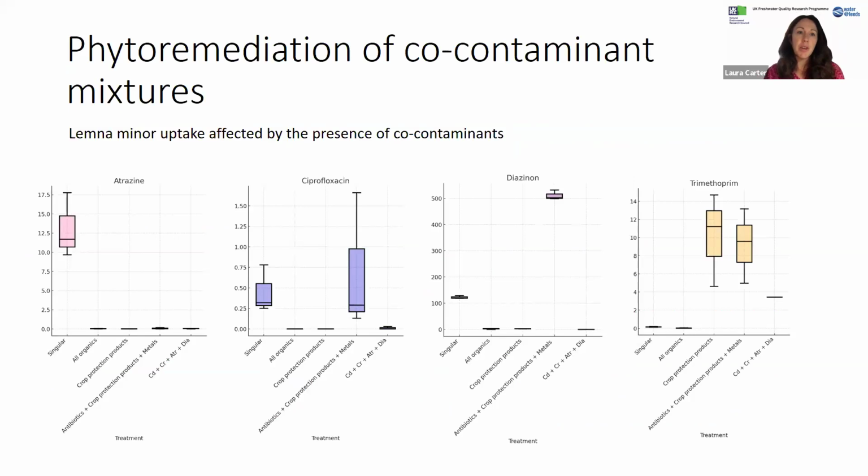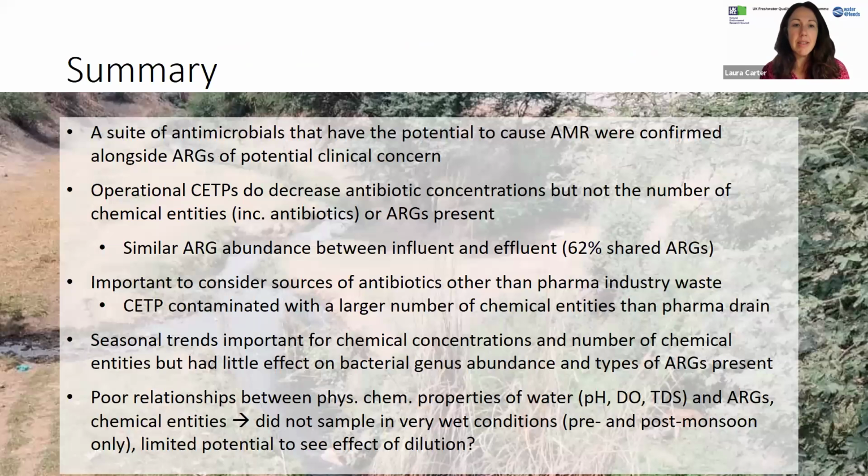And then lastly, some of the work which we've done in Leeds has been focusing on phytoremediation of co-contaminant mixtures. And this is some of the work we're trying to wrap up at the moment. But briefly, we exposed Lemna minor, so duckweed, to antibiotics, pesticides, and metals individually and in contaminant combinations. And what we're able to see is that the presence of the co-contaminants strongly affected the uptake capacity of the individual compound. So when we're trying to think about implementing potentials for removing or treating contaminated waste, it's really important to consider this chemical complexity.